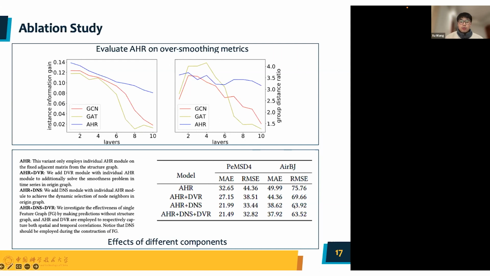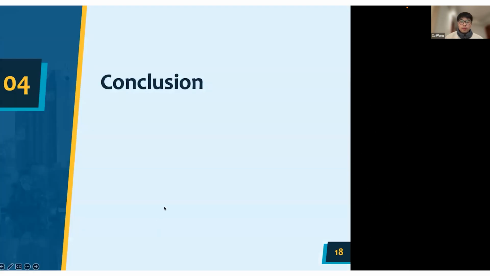The table below shows the effect of different components of our model on forecasting performance, and we can find all the proposed modules contribute to the superiority of our model. We finally conclude our work.